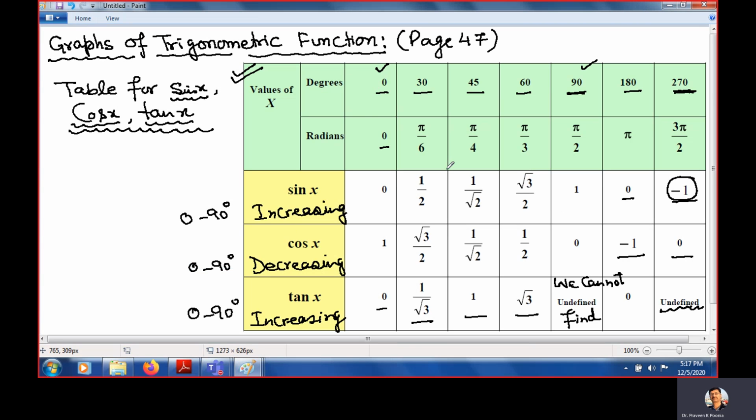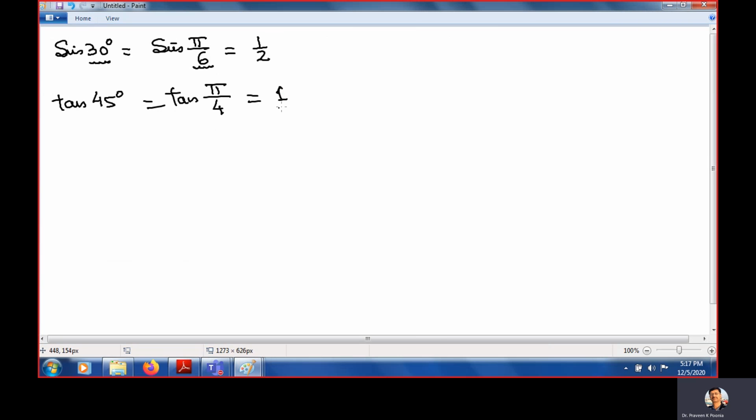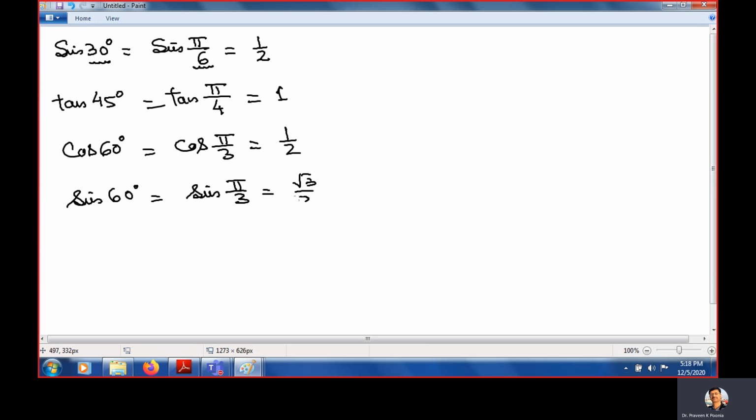What is the value of tan 45? We were checking 45 and tan. This is 1. It is 1 here, you can check. Okay. Now let us say cos 60 degrees. Cos 60 degrees, cos pi by 3, is 1 upon 2. Clear? What is sine 60 degrees, or sine pi by 3? It is square root 3 by 2.